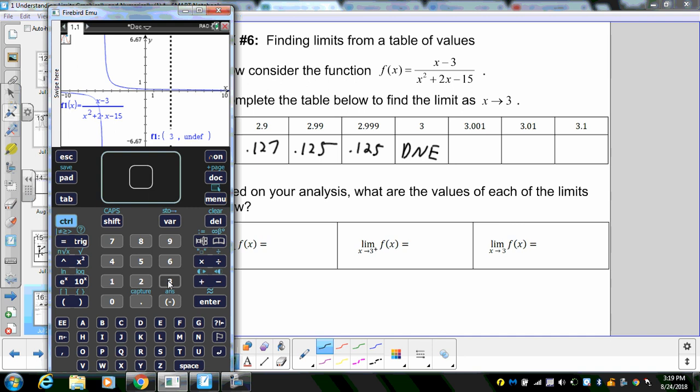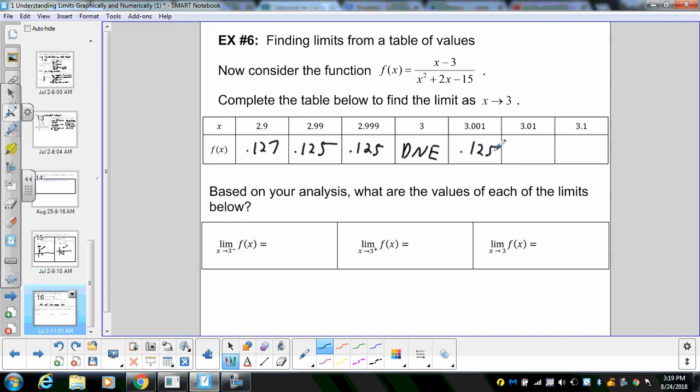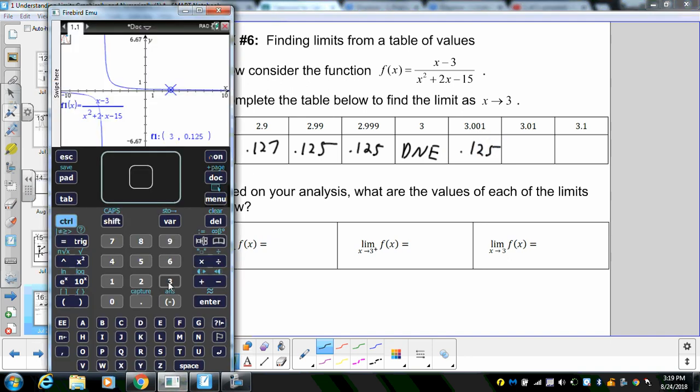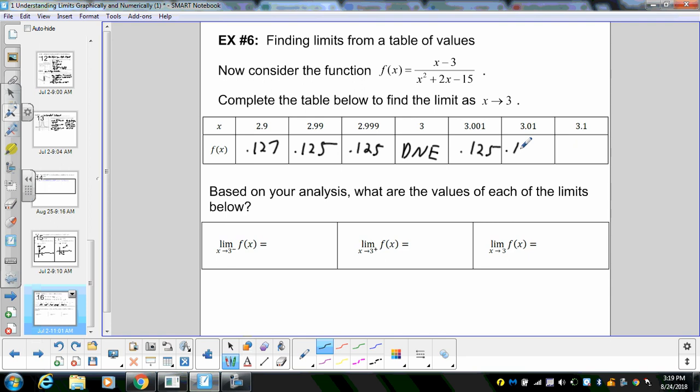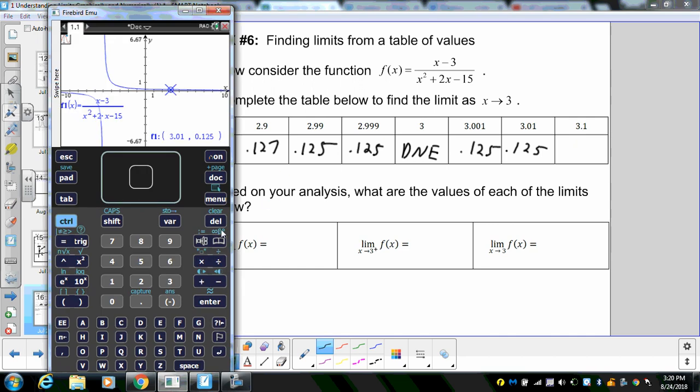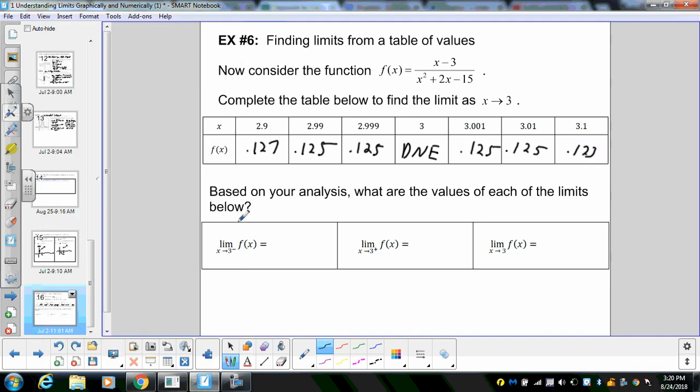So then let's do 3.001, 0.125, and 3.01. So that's going to be 0.125. The next one will be 3.1, which would be 0.123. So if we look at this right here, based on our analysis, what are the values of each of the limits below?